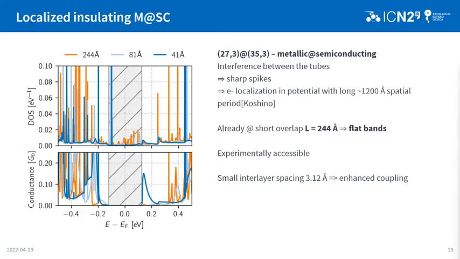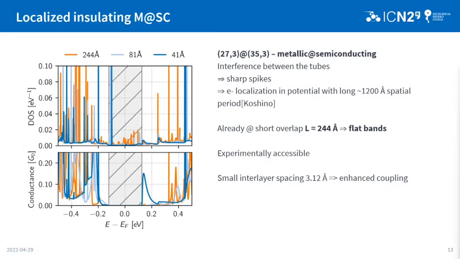Now, according to Cuscino and his co-workers, the modulation that's responsible for the localization of the electrons is about 1,200 angstrom. And here we see that some of these flat bands already emerge if we look at 81 angstrom or 244 angstrom overlap lengths. So that is actually, I think, surprising that we can see these states already in much shorter segments. But this also means that these effects are experimentally accessible because we see them in short segments and don't need to go to very large length.